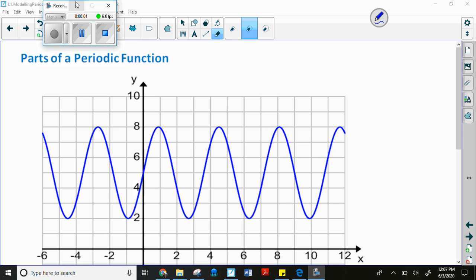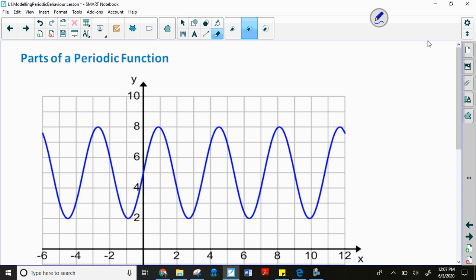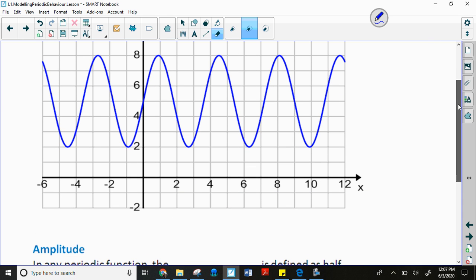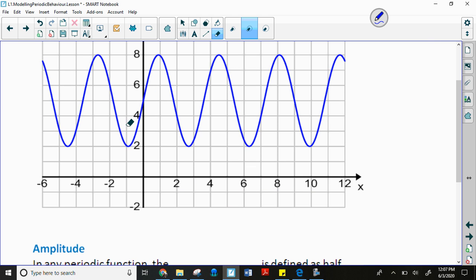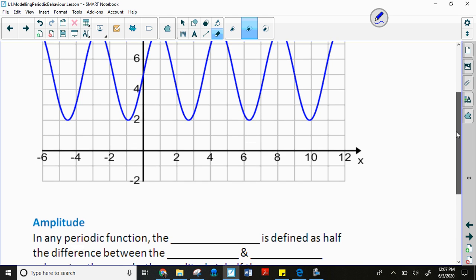Now we're going to look at the actual parts of a periodic function. A periodic function just means that it repeats itself over and over and over again, and we have to figure out what is the period of this, how many times does it repeat itself, and how high does it go, how low does it go. That's the kind of stuff we're going to be looking at.